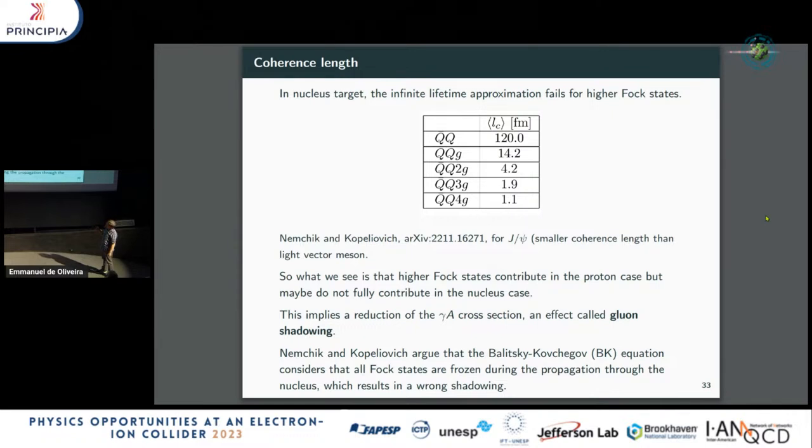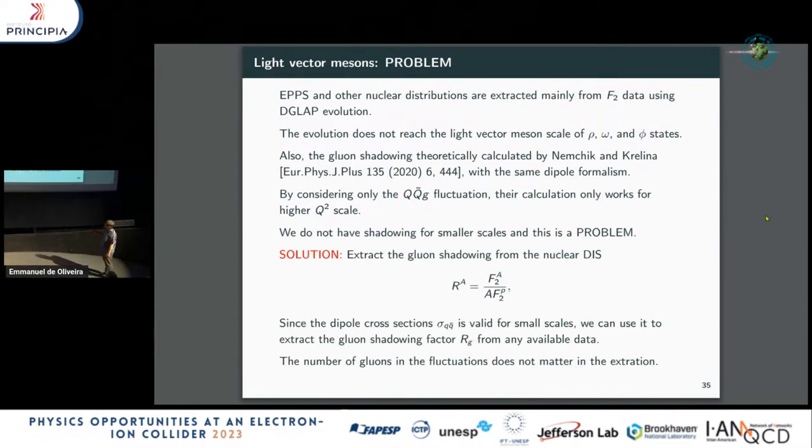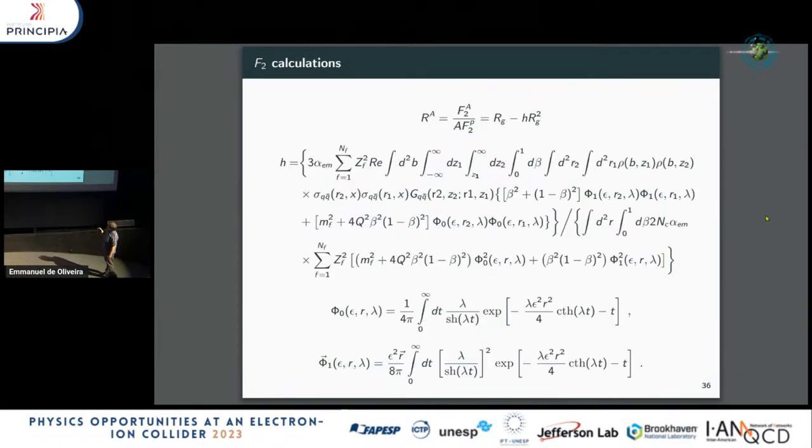Rho will have a longer coherence length. So this is important, but it does not enter the calculation if you do it effectively. And that's what we are doing. Actually, we are trying to finish during the conference. And we have to integrate this.